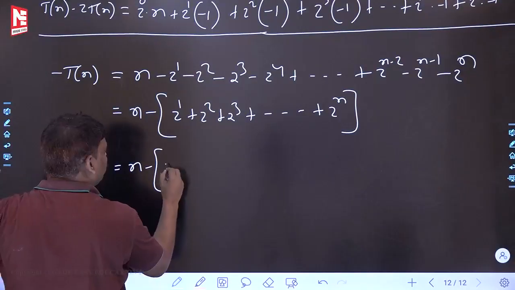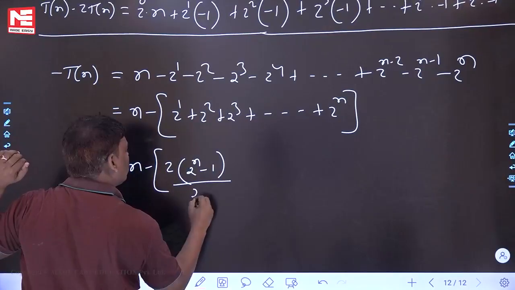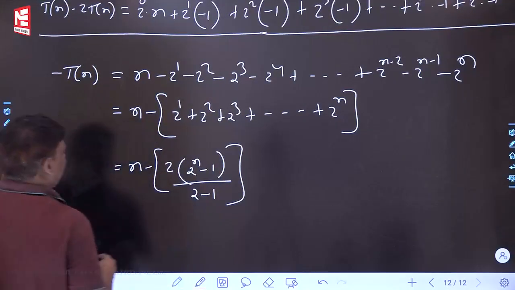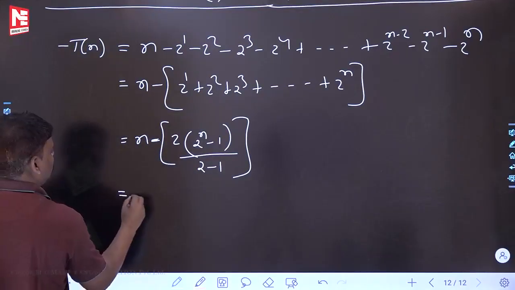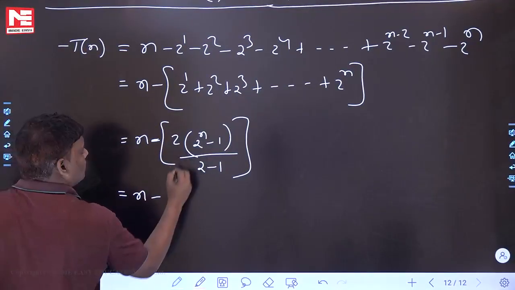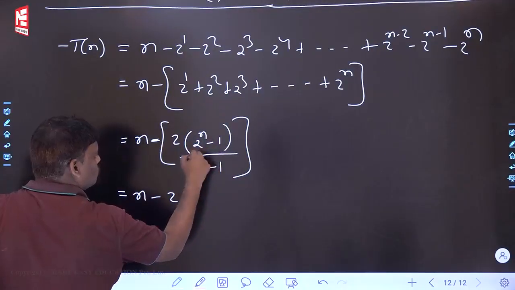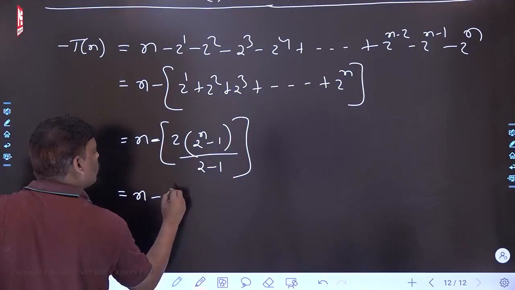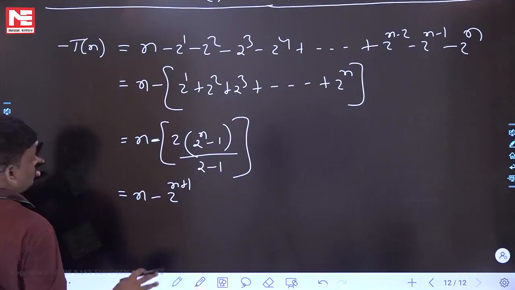Right, this will become n minus this series, a GP series, sum of n terms in the GP series. What is the formula? A into r power n minus 1 by r minus 1, with a equal to 2 and r equal to 2. It is n minus, right? Fine, it will become n minus, what is the answer? 2 power 2 into 2 power n minus 2. I think small calculations are over. It will become, what is the answer? 2 power n plus 1. Forget about small things, really not required.